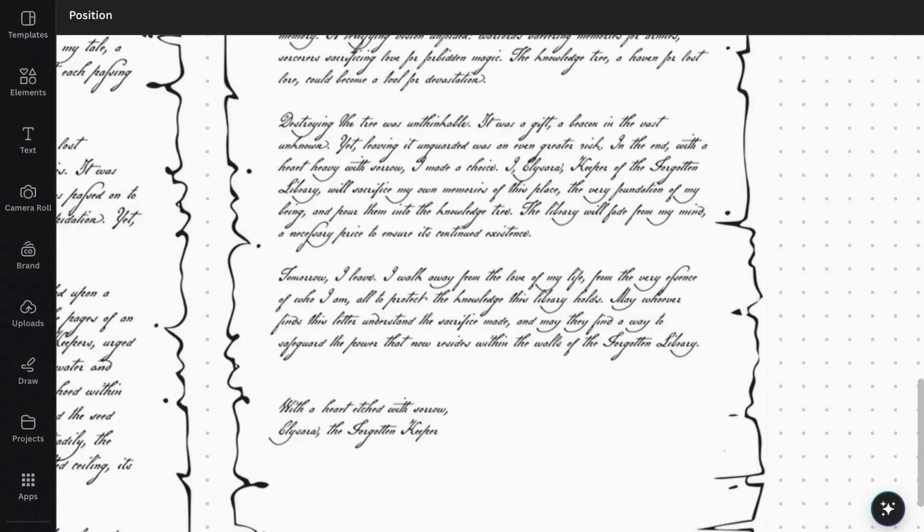May whoever finds this letter understand the sacrifice made, and may they find a way to safeguard the power that now resides within the walls of the Forgotten Library. With a heart edged with sorrow, Elysara the Forgotten Keeper.